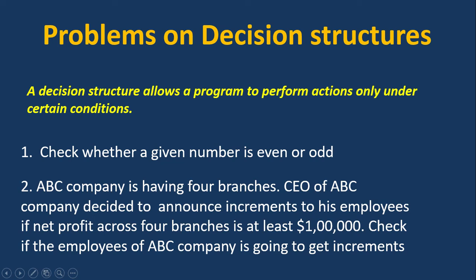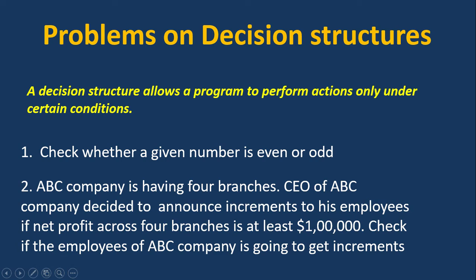Let's discuss another problem on decision structures. ABC company is having 4 branches, and the CEO of ABC company decided to announce increments to his employees if the net profit across 4 branches is at least $1 lakh. Check if the employees of ABC company are going to get increments.